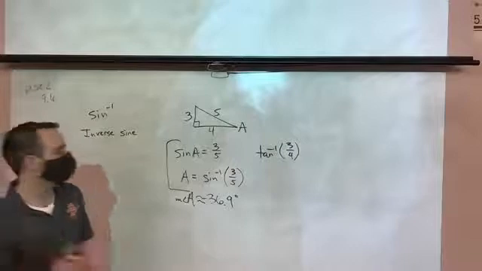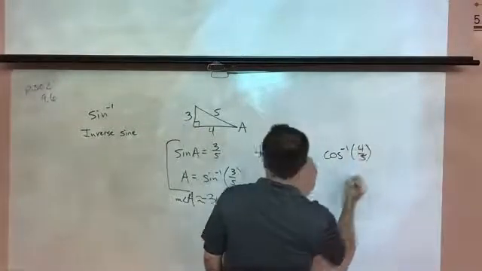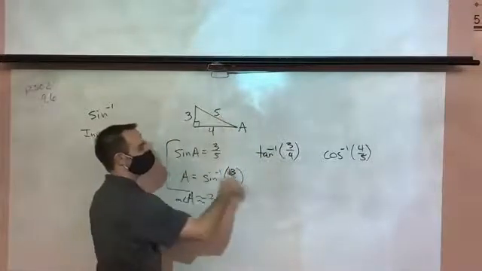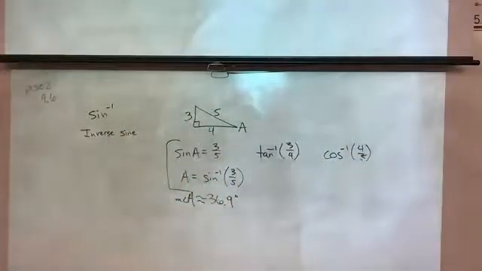All right, what else? Al? Inverse cosine of 4/5, because now according to A, that's the adjacent and the hypotenuse. So inverse cosine 4/5, again, should give us that 36.9.